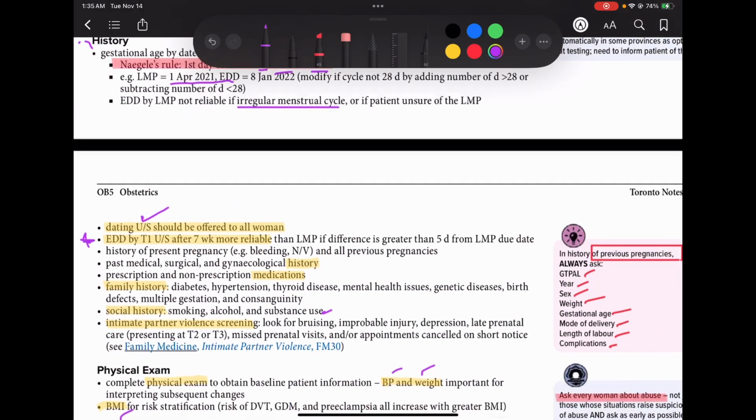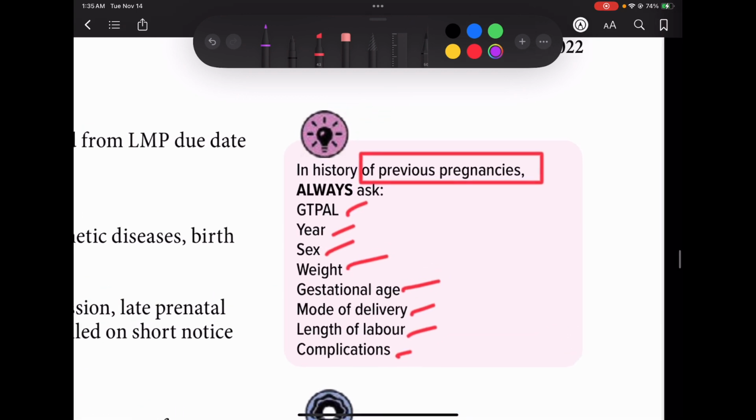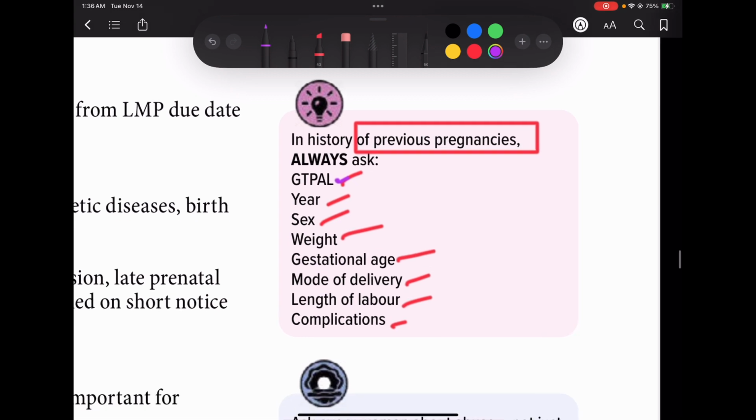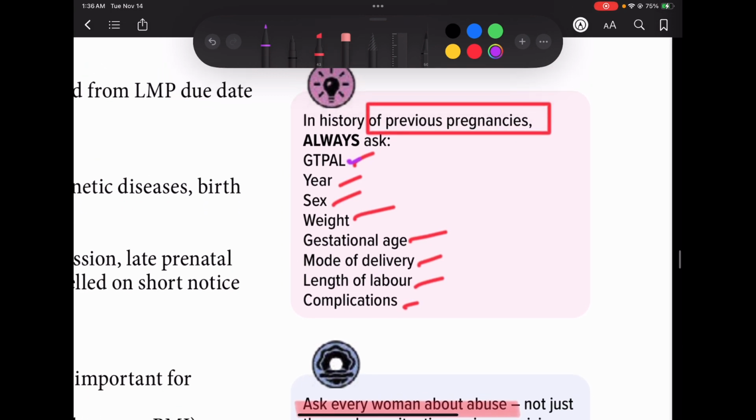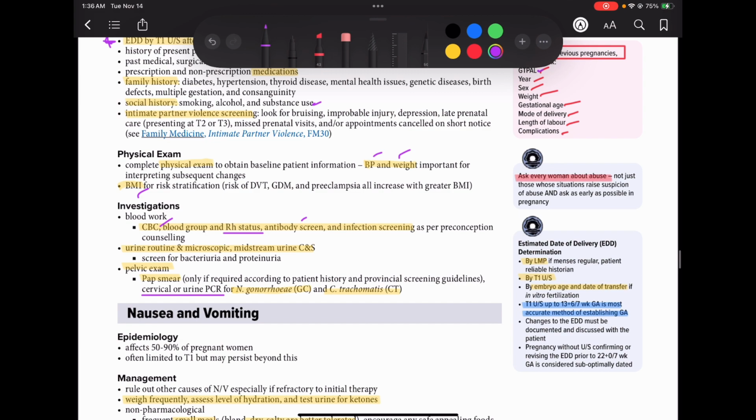What do you expect in your first visit, right? And in history of previous pregnancy, what they're going to ask you, we are going to ask the pregnant ladies about GTPAL, which we already read. What year was your previous pregnancy? What sex? How much did it weigh? What was the gestational age, mode of delivery, length of labor, any complication during that delivery? So these are a few important questions.